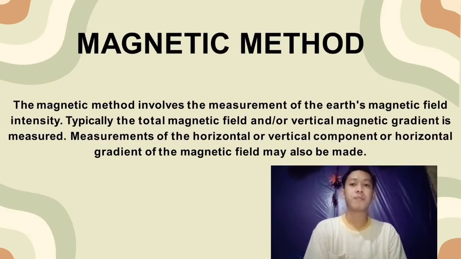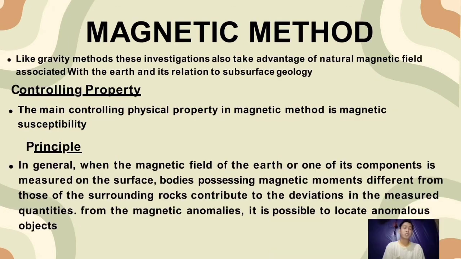Magnetic method. The magnetic method involves the measurement of the Earth's magnetic field intensity. Typically, the total magnetic field or vertical magnetic gradient is measured. Measurements of the horizontal or vertical component or horizontal gradient of the magnetic field may also be used.